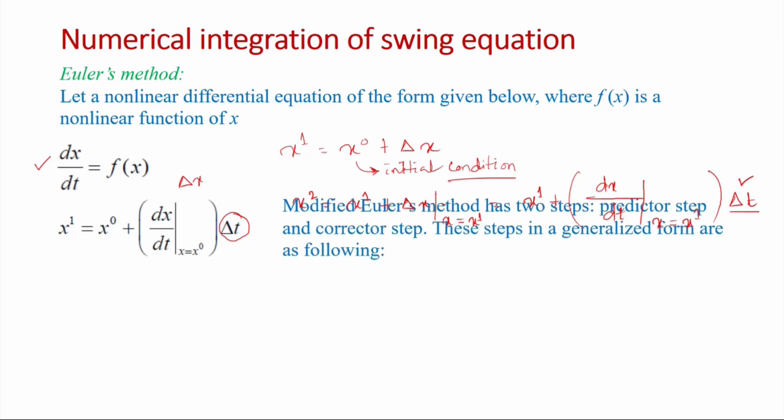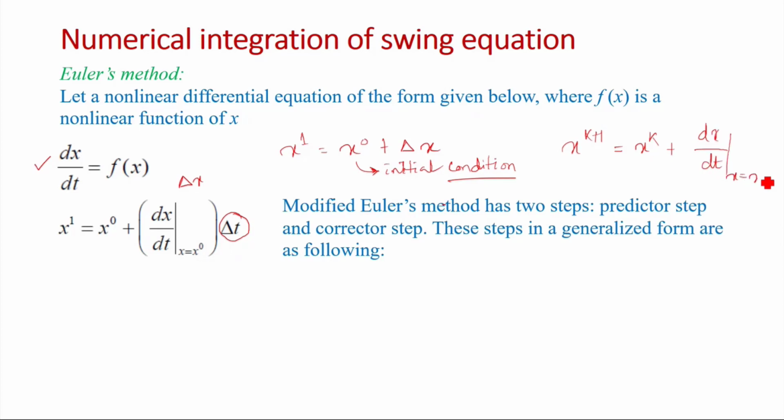Just embedded to this, another method was devised that is known as the modified Euler method. In the modified Euler's method, there are two steps: one is your predictor step, the other one is your corrector step. In general, x(k+1) will be equal to x(k) plus dx by dt evaluated at x equal to x(k), into delta t.